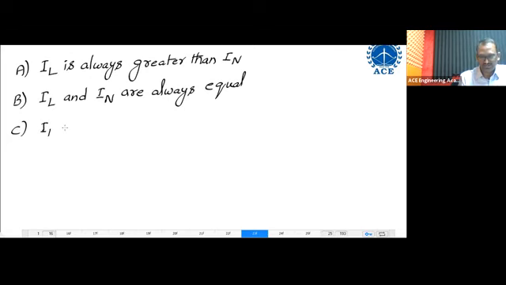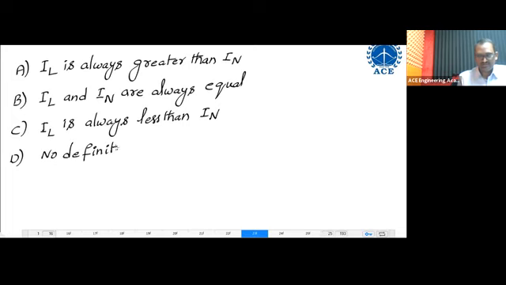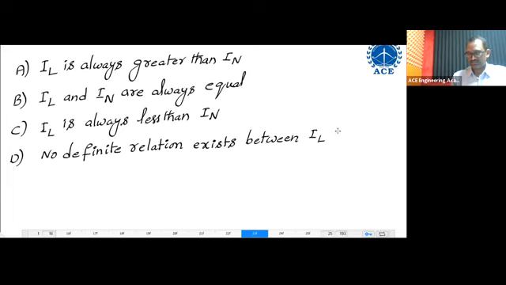Option C. IL is always less than IN. Option D. No definite relation exists between IL and IN.